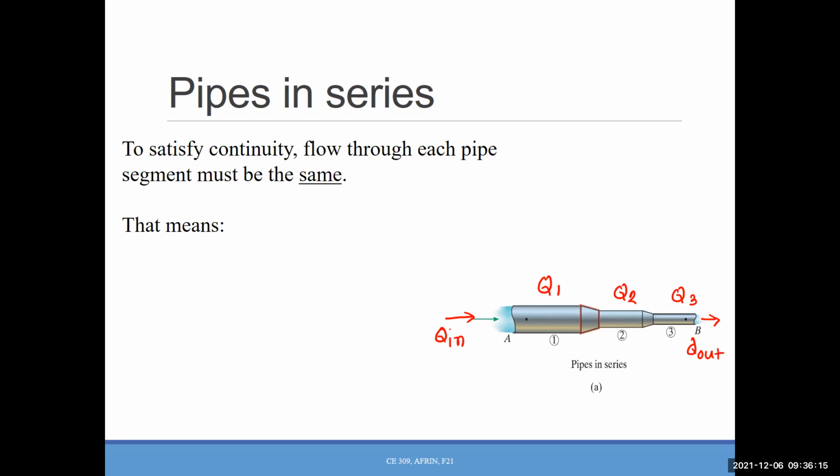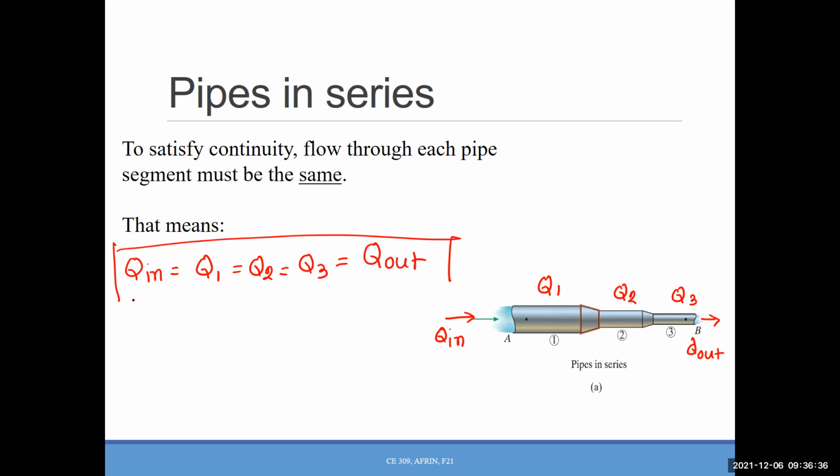Q will be the same, right? Because there is no other inlet, outlet, nothing. So what will be different? Velocity, because of the different area, right? Good. So that means we will have Q in equals Q1 equals Q2 equals Q3 equals Q out. Okay. So that is one thing.